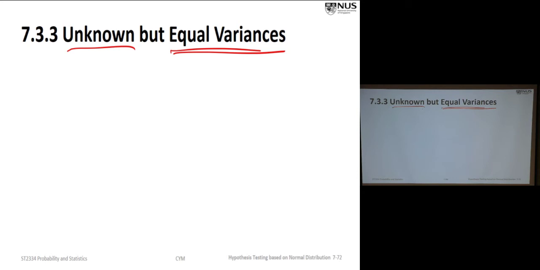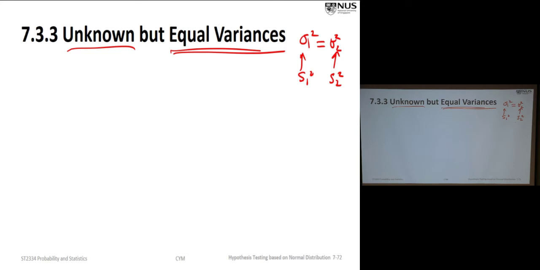So we make use of this because, as I mentioned in chapter 6, we use this to estimate sigma 1 square and this to estimate sigma 2 square. If they are not equal, then it's okay. But once we know that they're equal, can I still use S1 squared to estimate this? Now I have two estimates that are supposed to estimate the same thing. So can I have a better estimate? The answer is yes.